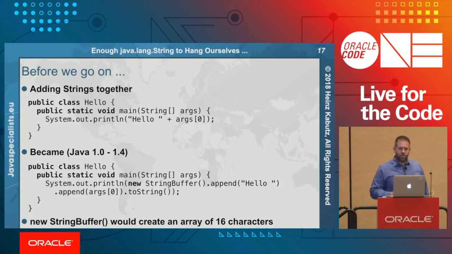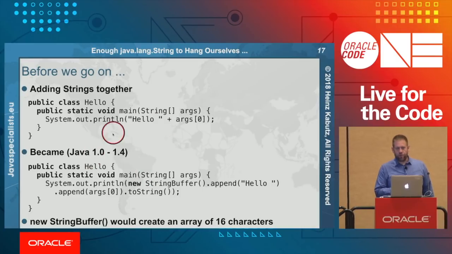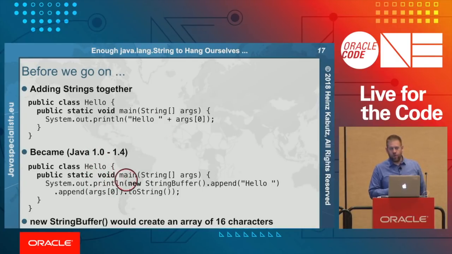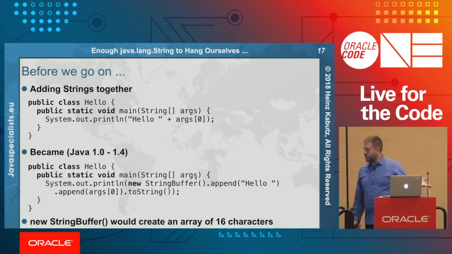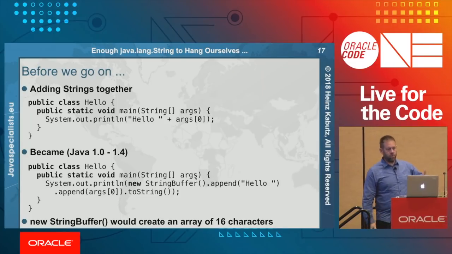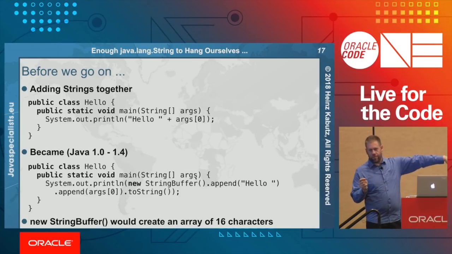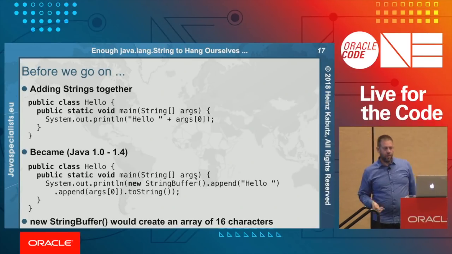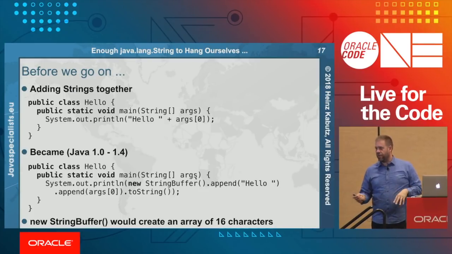Now, if you take this code here, System.out.println("hello" + args), in Java 1.4 this got compiled to new StringBuffer().append("hello").append(args).toString(). It would start as an array of 16, and then eventually, once you call toString, as I said before, it shared the char array with the string. So you wouldn't have to make another char array. And so in those days, if you pre-sized a StringBuffer, you would create the minimum number of objects.